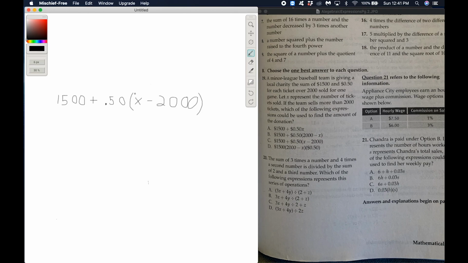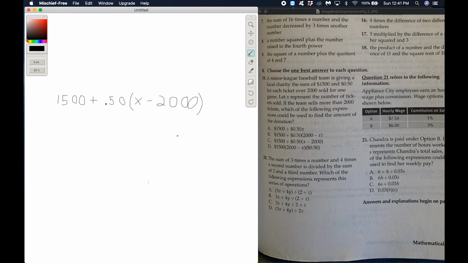And the reason we put parentheses here is we need to resolve this problem first to be able to do this problem, 50 times this, because what is X? We do not know. But this does represent how you would set up the problem. If you knew, for example, what X would be, then you could actually complete it.